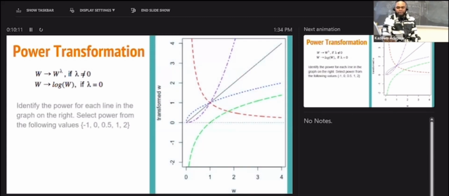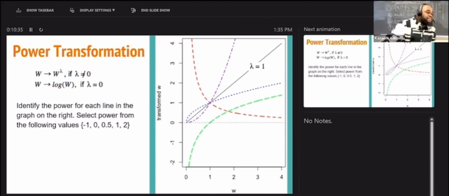I got a lot of something here. Now take a look at the first one. Let me first start. When lambda equals 1, if W is raised to power lambda and lambda equals 1, that's a straight line, right? There's no problem. The moment you have a straight line and you are using a linear function, there is no problem. You don't even need to transform anything. But what if lambda equals 2? Then your data is going to have a curve like that. What if your lambda equals -1?